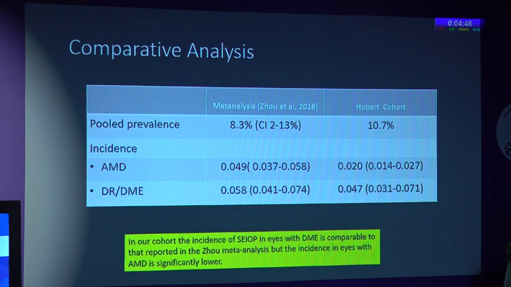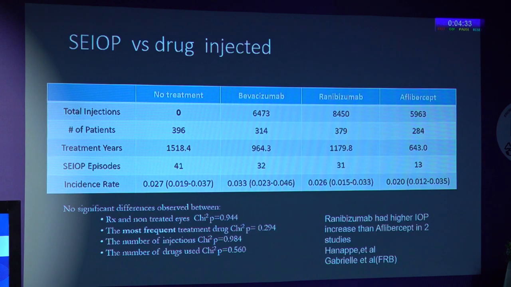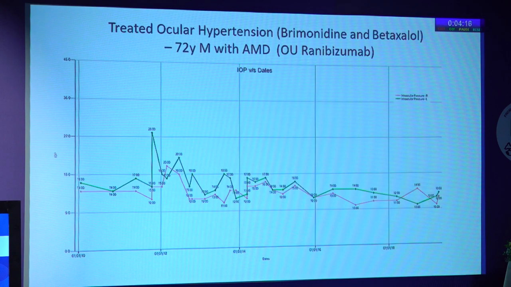Really what we found was that our incidence of pressure elevations in AMD was less than in the diabetes group. There was no difference in indication for treatment, but nor was there any difference in the drug injected. So even though some studies showed that ranibizumab had higher pressure elevation, we didn't find that to be the case. In the multivariate analysis also, the confidence intervals and the spread were such that it didn't come out with any answers.